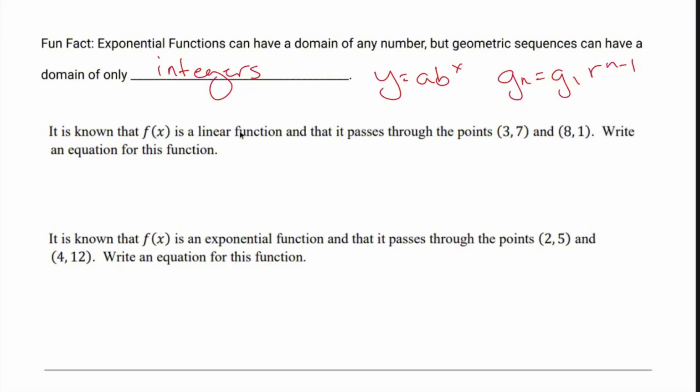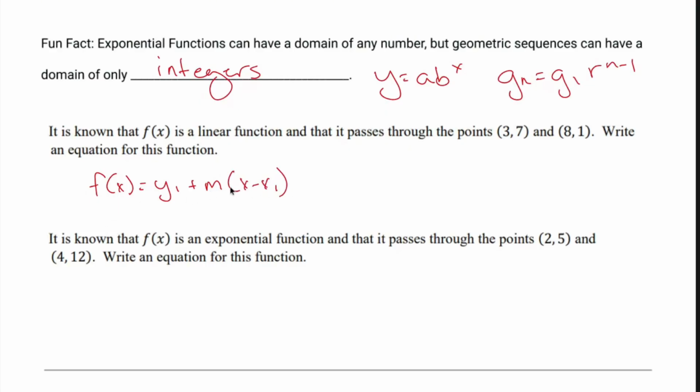It is known that f of x is a linear function and passes through the points (3, 7) and (8, 1). Write an equation for its function. So let's do linear stuff. Let's not do arithmetic. Let's do point slope form. They want us to write it out as f of x. So if we use the equation that we wrote at the very beginning, f of x is going to equal y sub 1 plus m times the quantity x minus x sub 1.